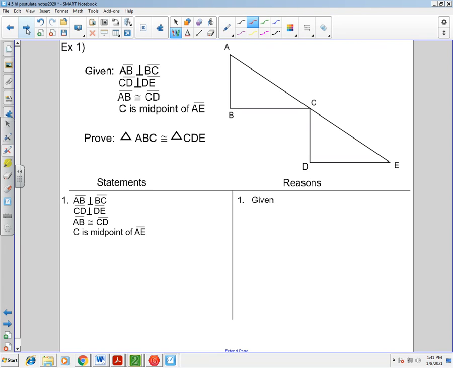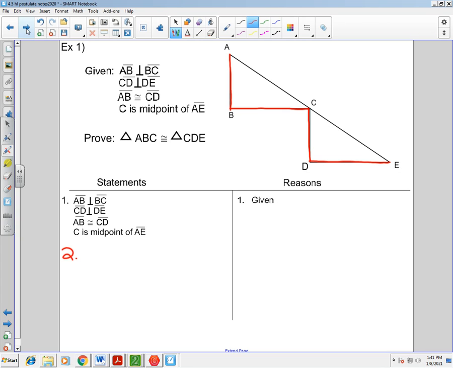So given AB is perpendicular to BC. In other words, this segment is perpendicular to this segment. So in your proof, you probably will say that we have a right angle. We also know that CD is perpendicular to DE. And we also know that C is the midpoint of AE. All right.